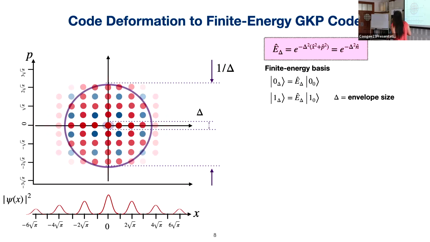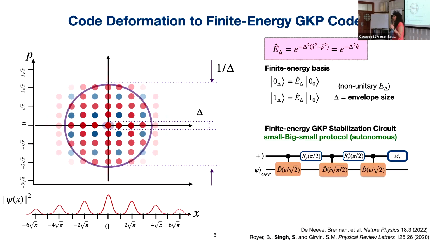So now this non-unitary operator takes your ideal code stabilizers, which are unitary, and transforms them into something that is non-unitary. You can achieve this non-unitary stabilization using a two-level ancilla, measuring some stabilizer operations on your GKP qubit. Essentially, this is the circuit that we use to approximate that non-unitary stabilizer.